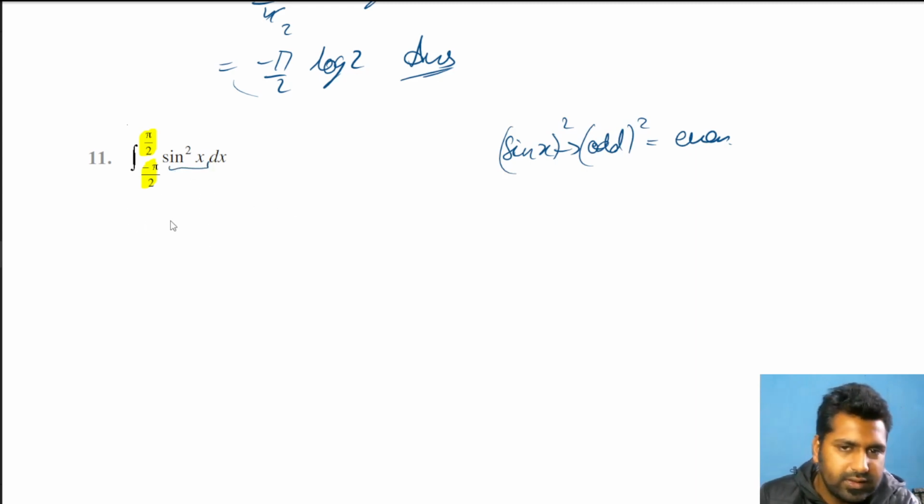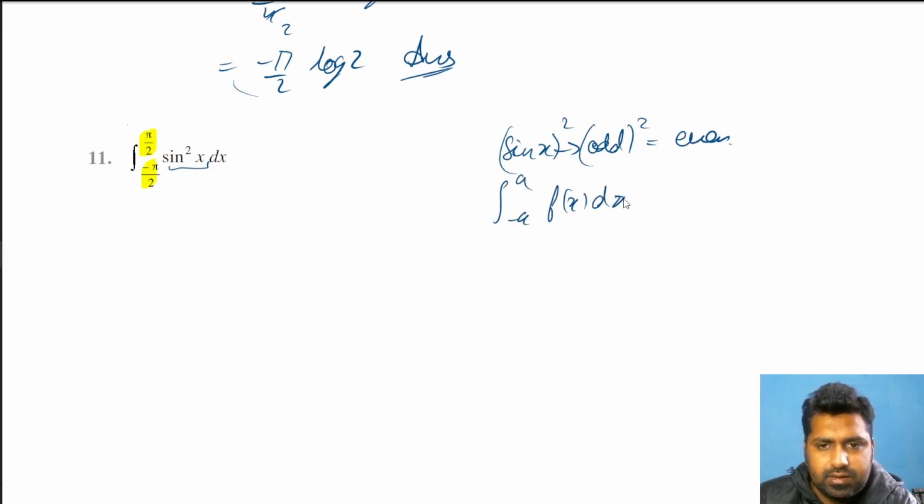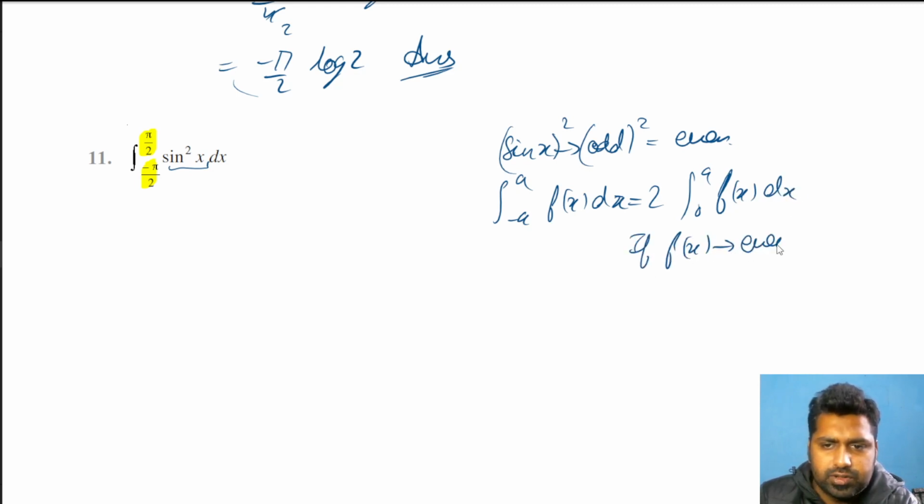So what is the result? Integration minus a to a f(x) dx is 2 times integration 0 to a f(x) dx if f(x) is an even function. So I know this is an even function, so I can directly write this as 2 times integration 0 to pi by 2 sine square x.